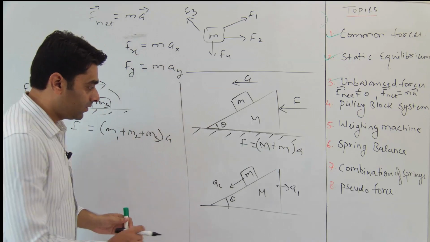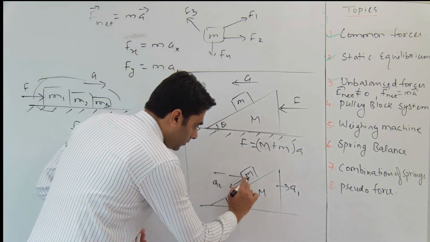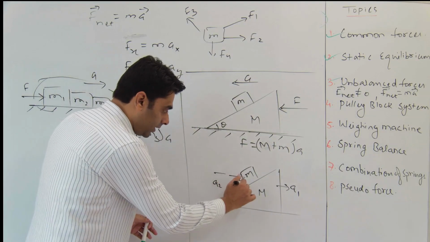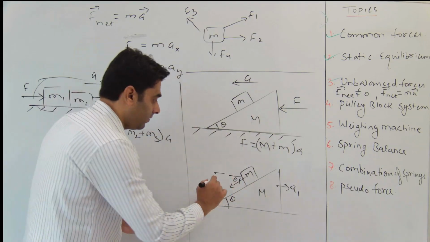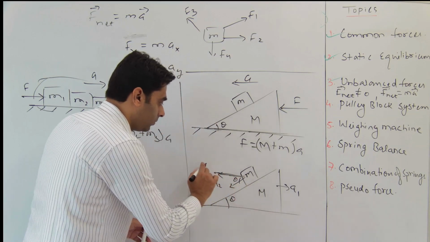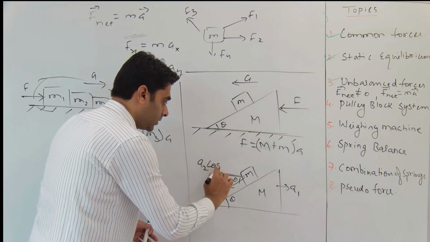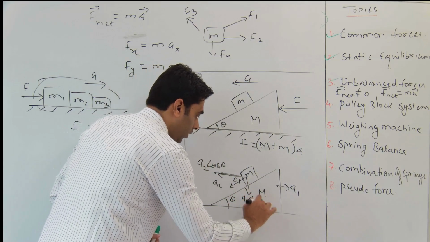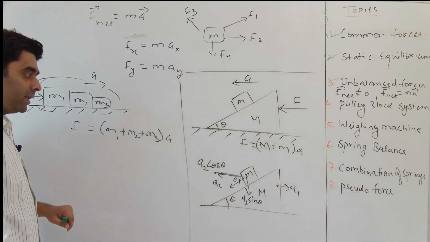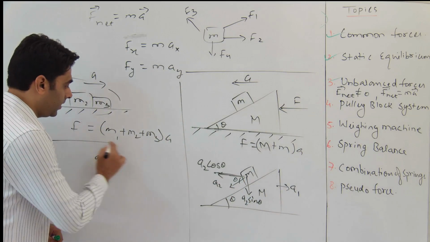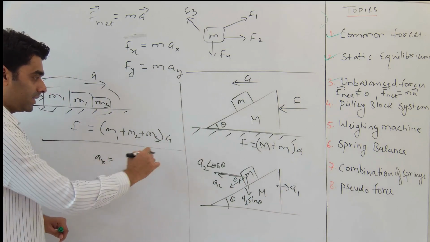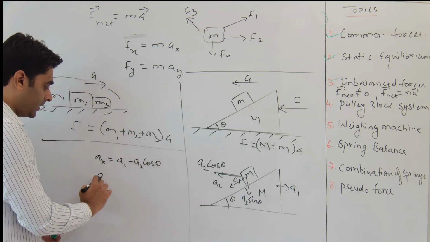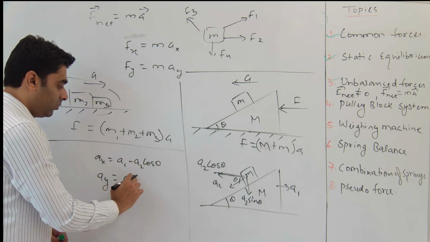For example, let's suppose this angle is theta. If we resolve the forces, this angle will also be theta. So for the acceleration components in x and y, we get A2 cos theta in the x direction and A2 sin theta in the y direction. So the acceleration of small m in the x direction we can write as A1 minus A2 cos theta, and the acceleration in the y direction will be A2 sin theta.